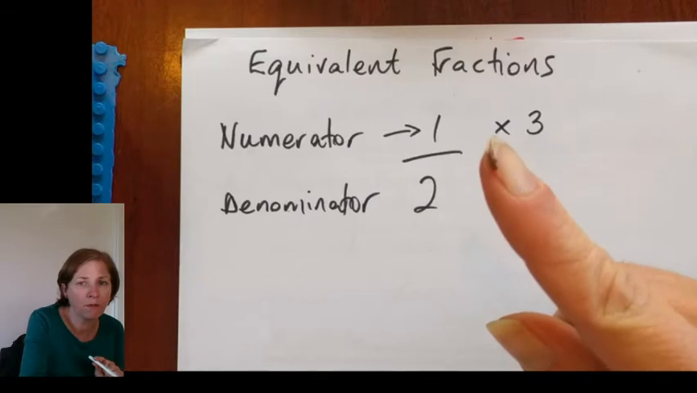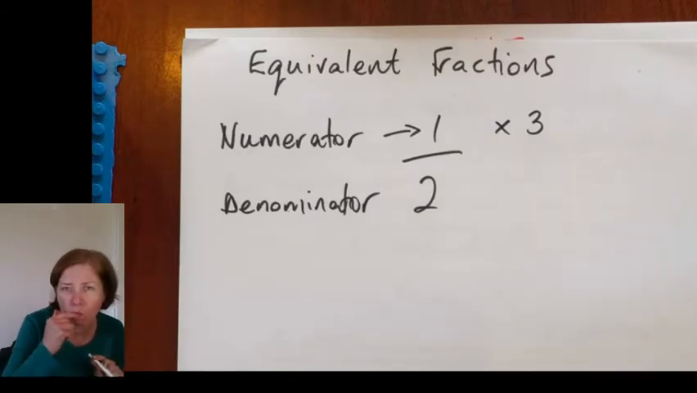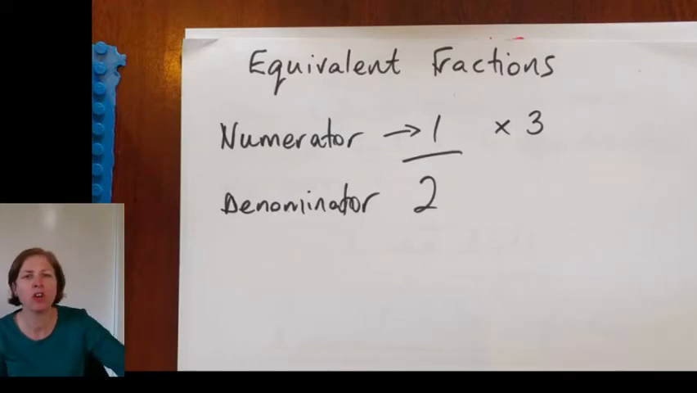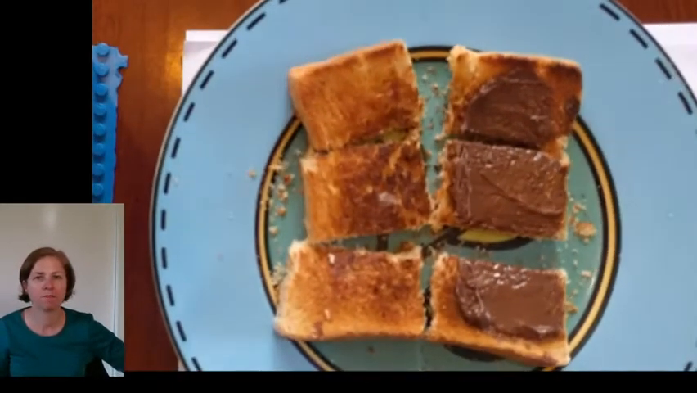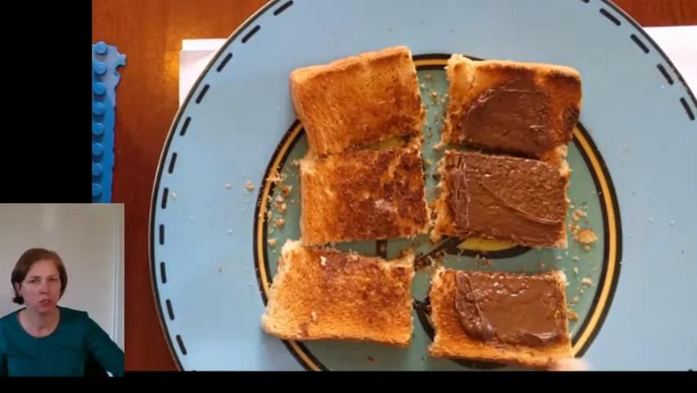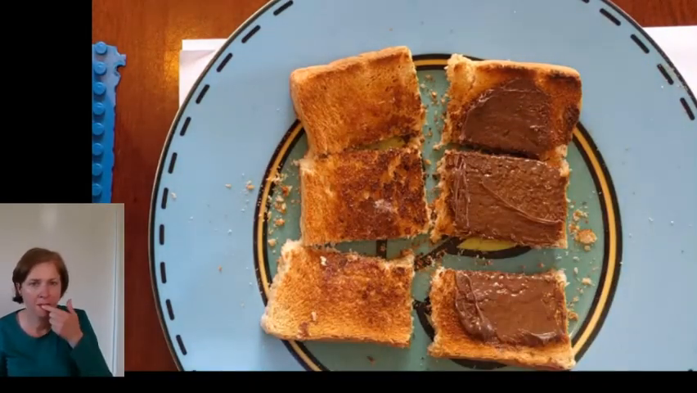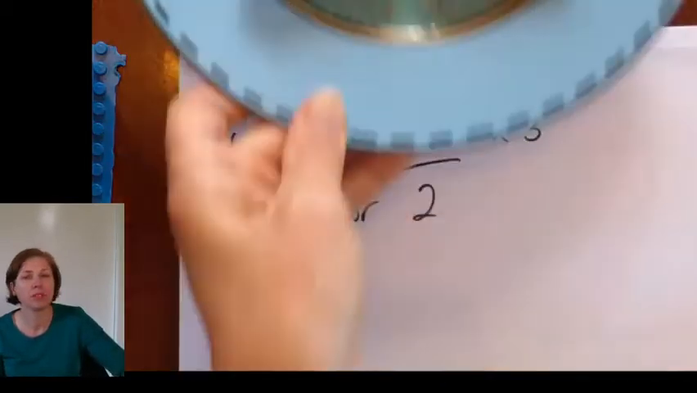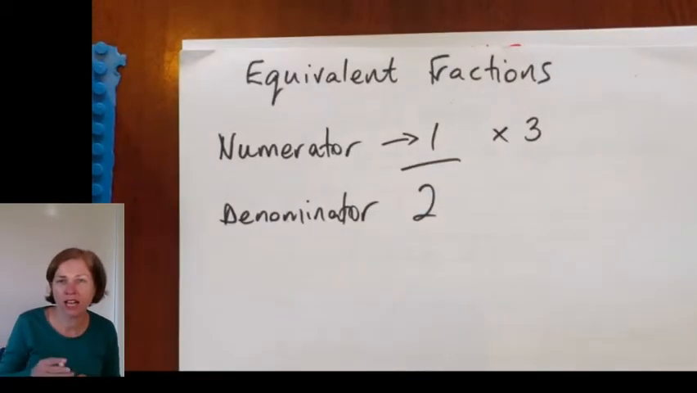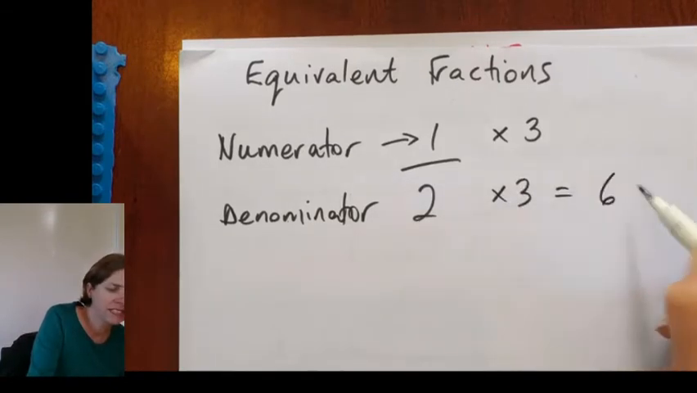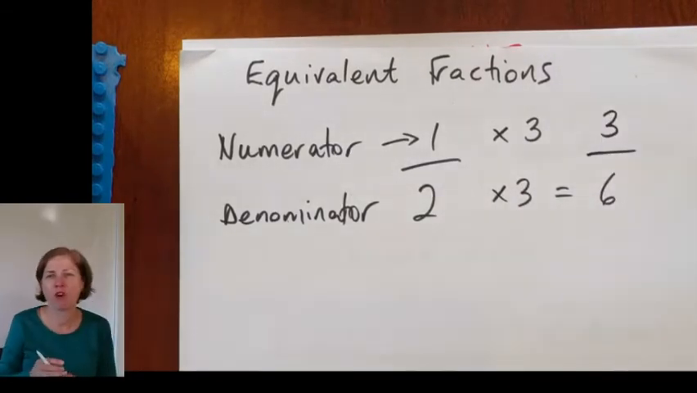I've got Nutella on my finger. Gone. Okay. But look also what happened to my denominator. I started with 2 pieces. 1, 2. Okay. It's happening again. I started with 2 pieces. But when I cut them up, I divided each of those halves into 3. I ended up with 6 pieces and I've got 3 of them.